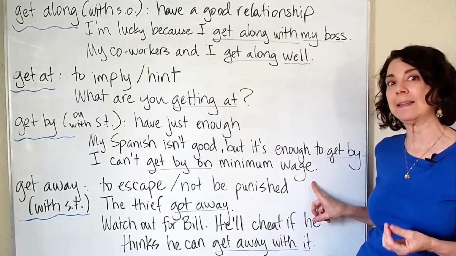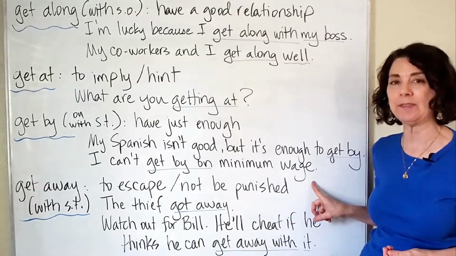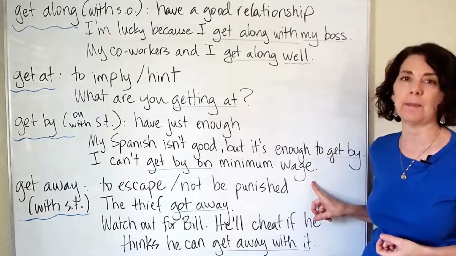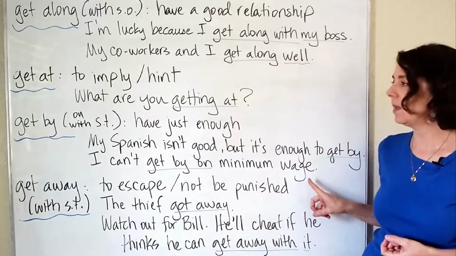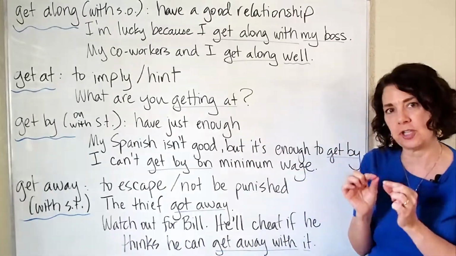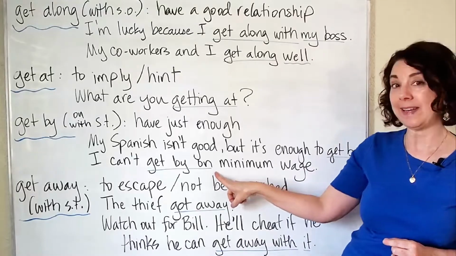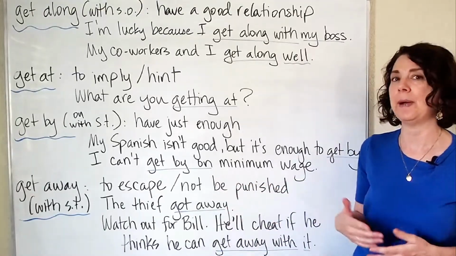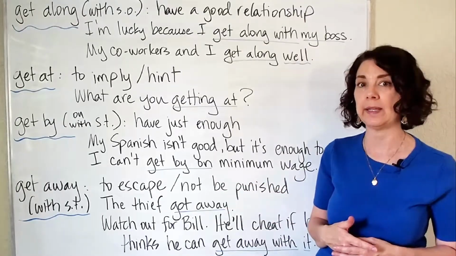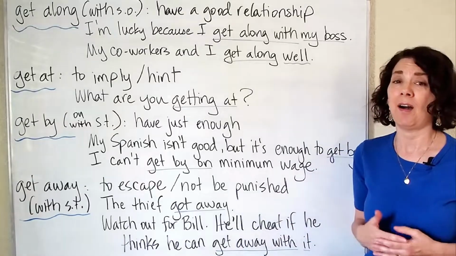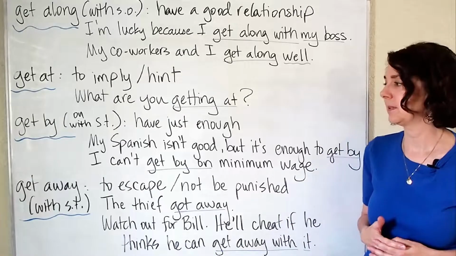This means that I can't survive. I can't live on such a small amount of money. So again, to get by means to have just enough. And here in the negative, we often use it to talk about money. I can't get by on minimum wage. I can't get by on $10 an hour.